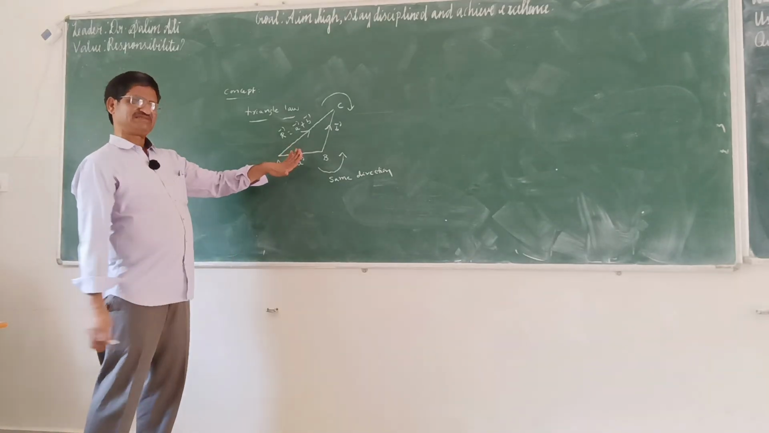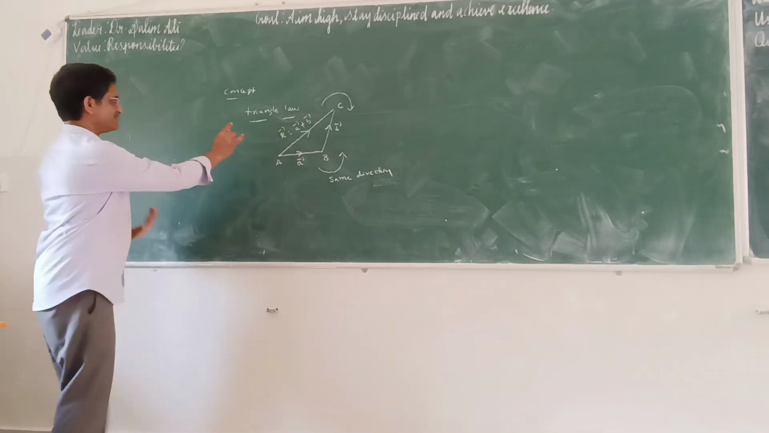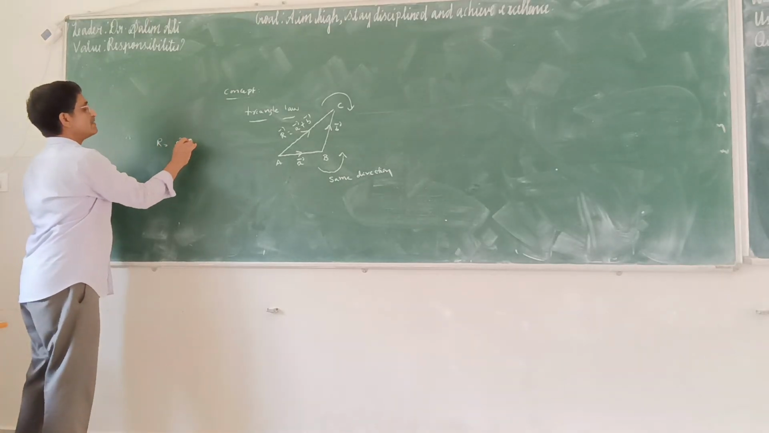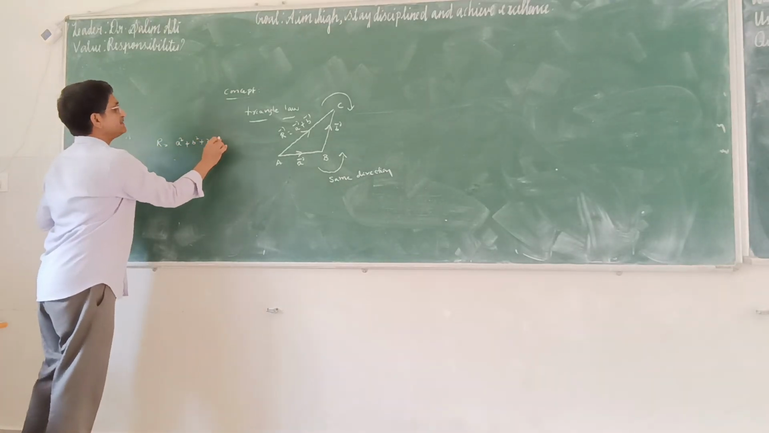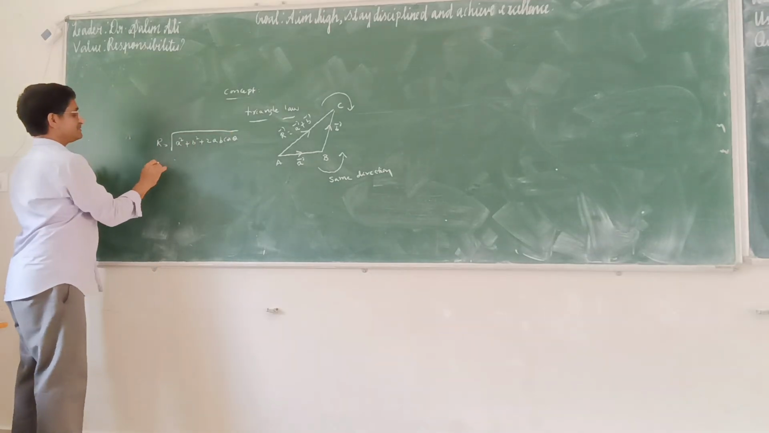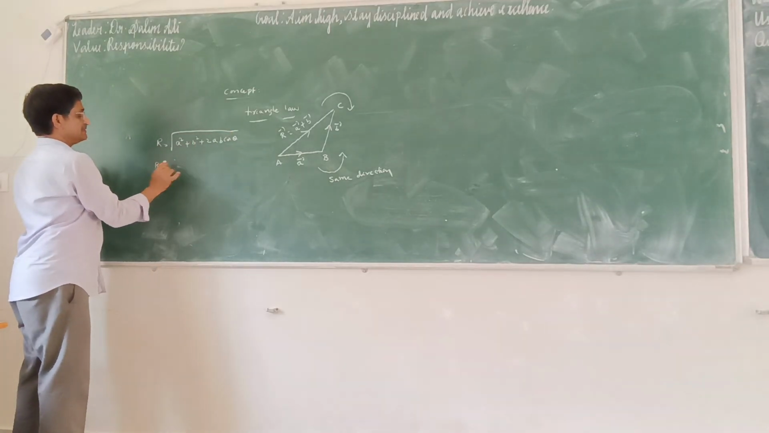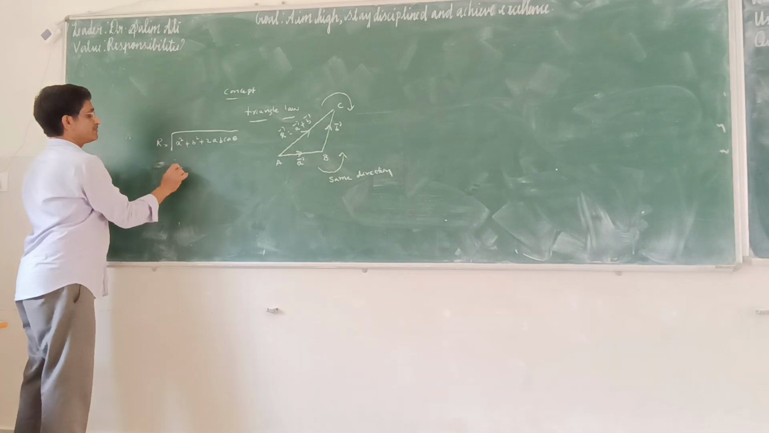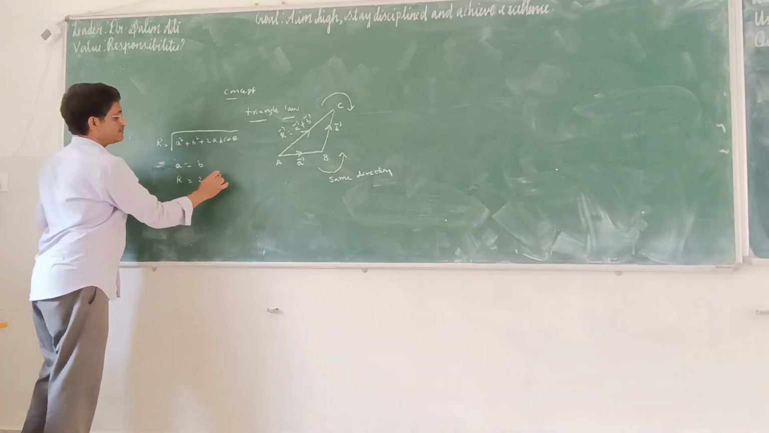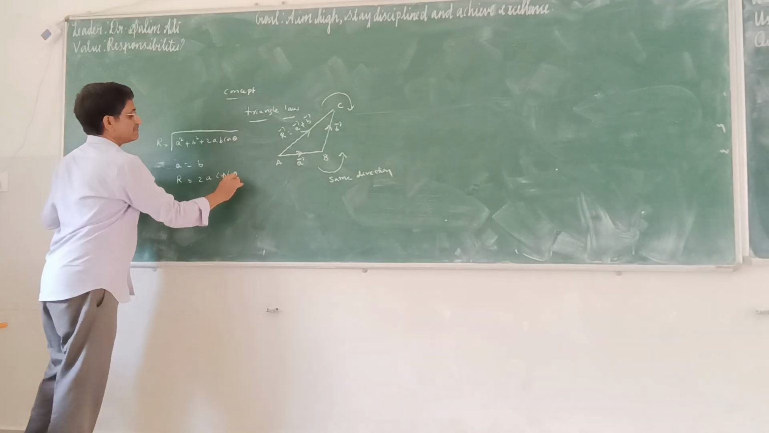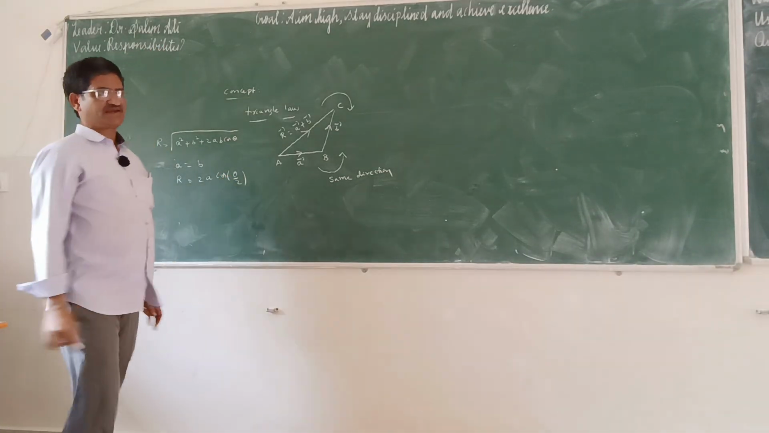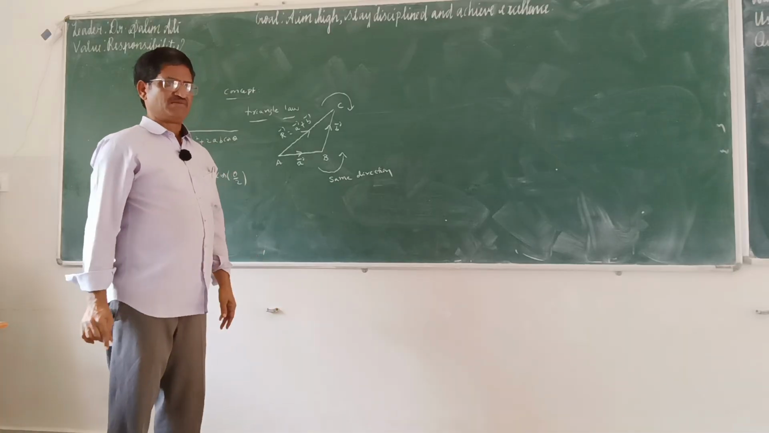So based on this, shall we do a problem? I will write the formula. Only the first single formula we have to write: R is equal to... And if A is equal to B, a special condition, then R is equal to 2A cos theta by 2. These two formulas we can use in the given problem.